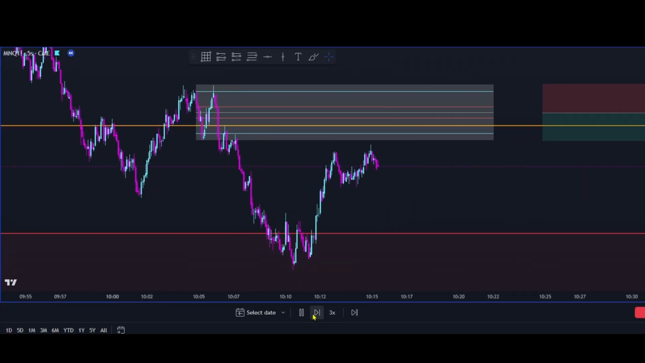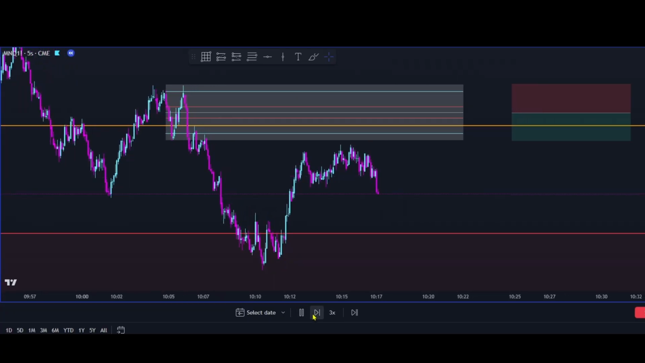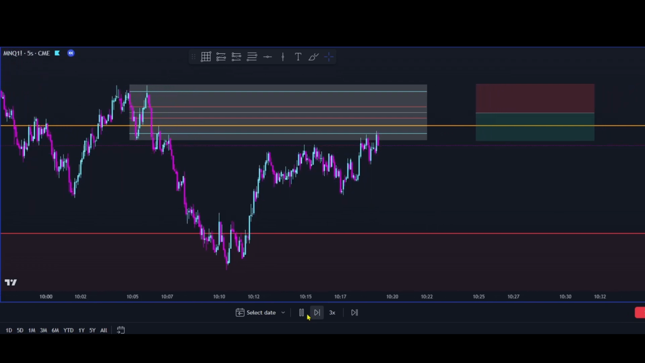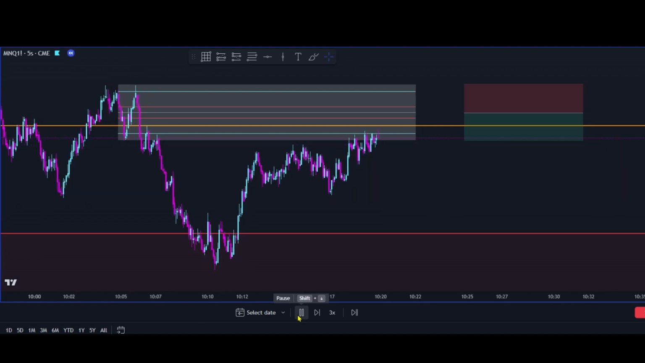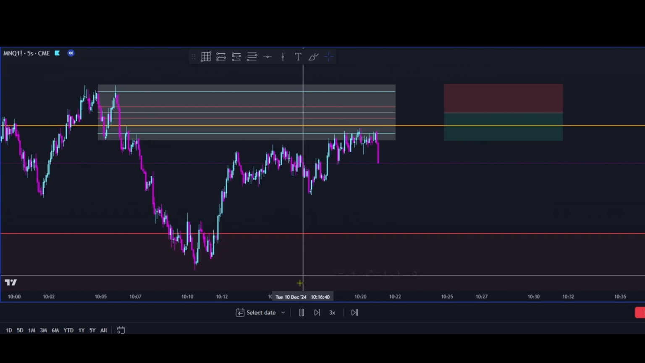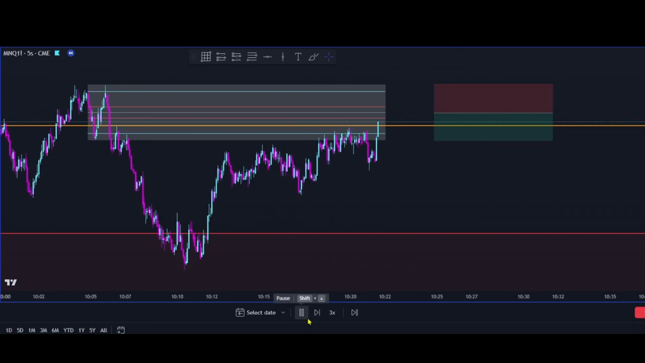Come on, buddy. Swimming, just swimming and swimming. There's a reaction. I like it. I like it so far. Okay. I'm still in this position. If we break this swing right here, I'm out. We haven't broke it just yet.